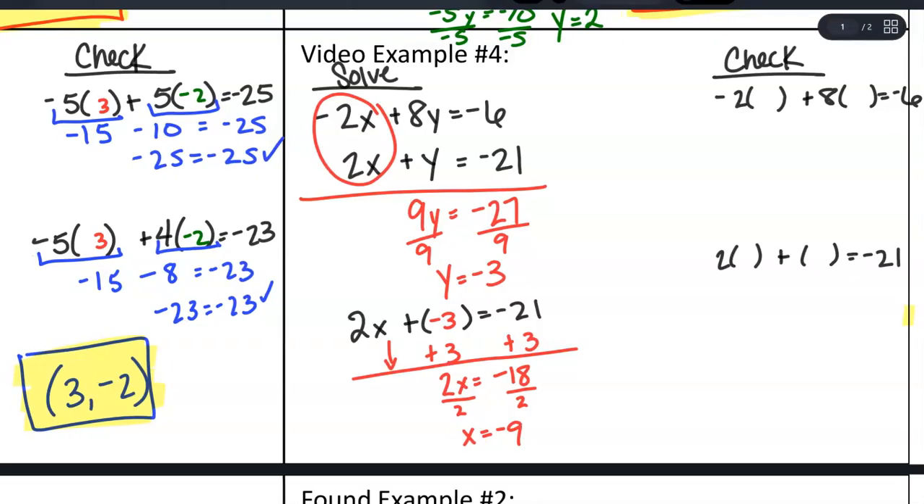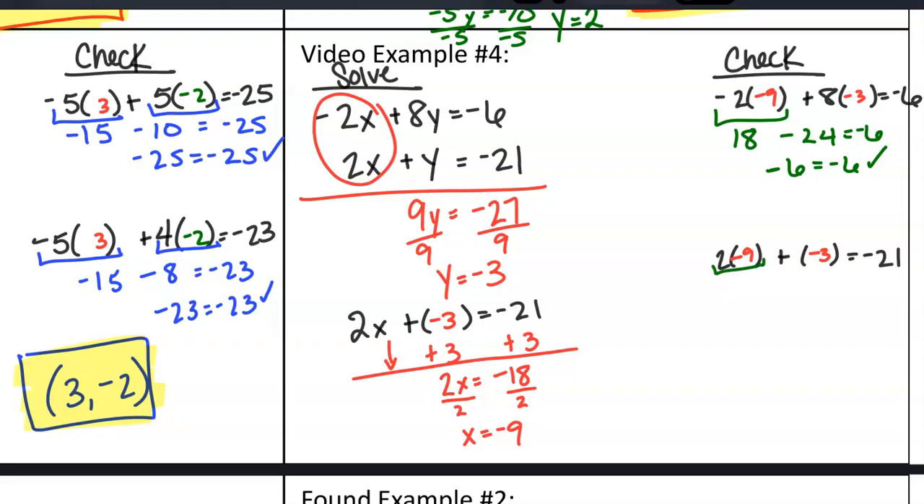Let's check to see if they work, because that check step really helped us out last time. So our x is negative 9. Y is negative 3. Negative 2 times negative 9 would be a positive 18. 8 times a negative 3 would be negative 24. 24 minus 18 would be 6. 24 is the larger number, so it would be negative, which checks out.